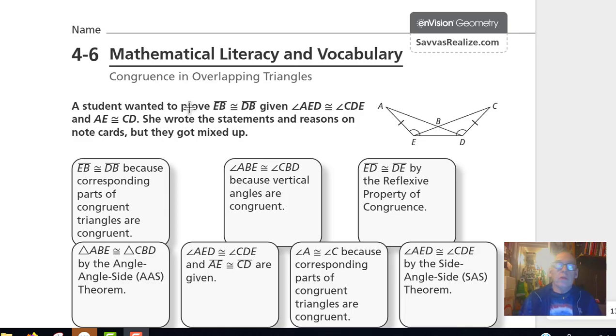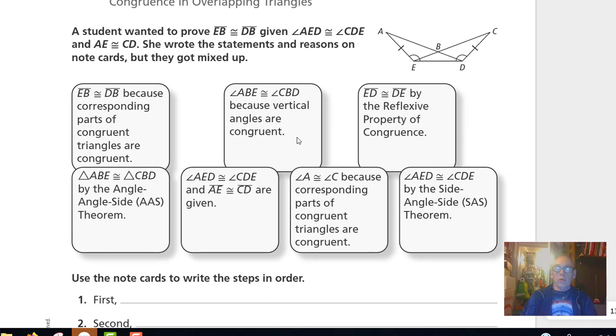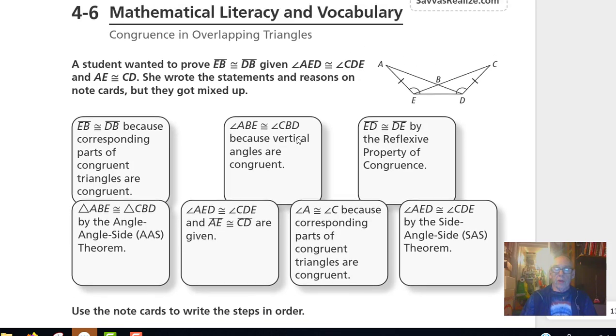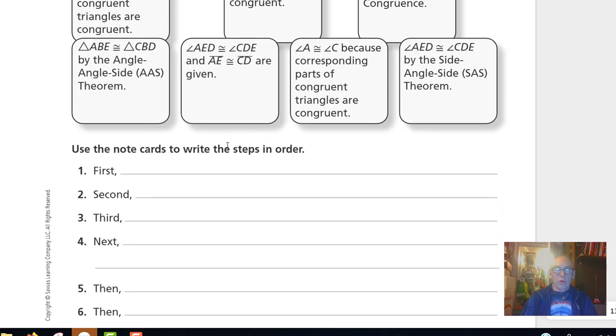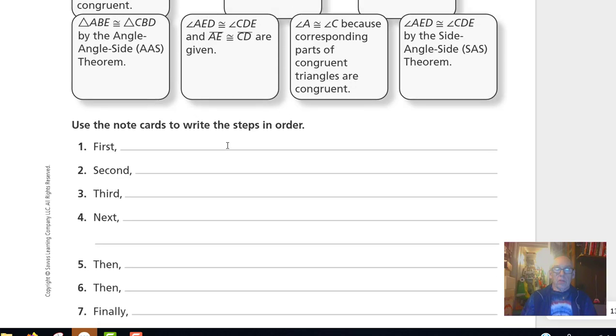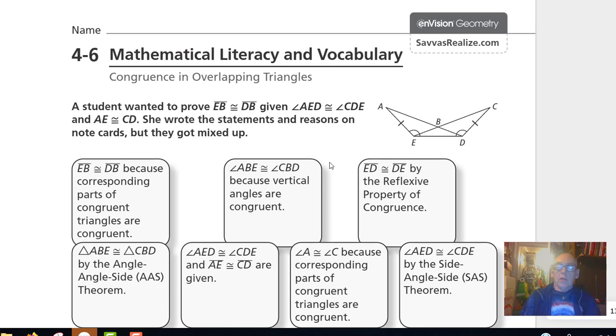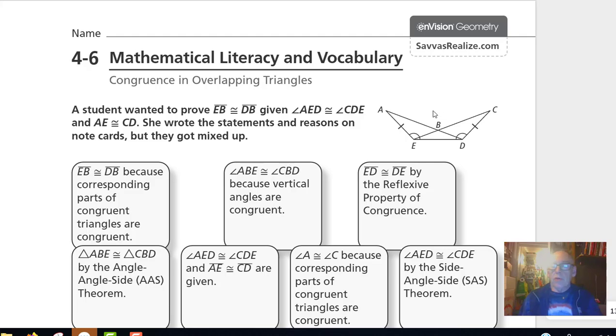Okay, this video goes with the 4-6 Mathematical Literacy and Vocabulary Reveal worksheet. In this one, the scenario is that these reasons were on note cards, but the order is off. So we want to write the steps in order. This is a 7-step proof, so let's brainstorm on this a little bit.